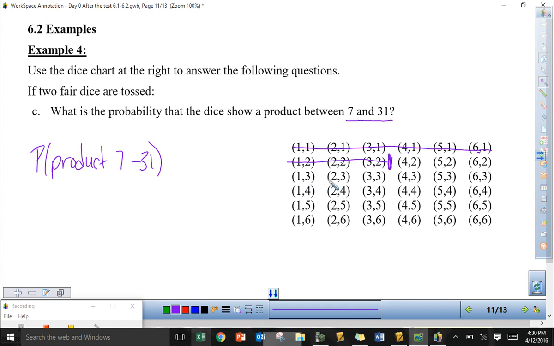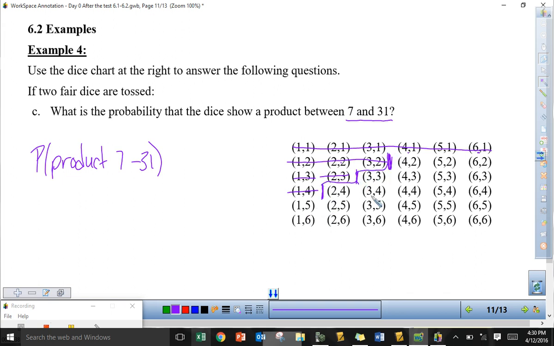1 times 3 doesn't work for us. 2 times 3 is 6, still not above 7. This one does. So we're good to go. Everything to the right of it should be a bigger product. We just have to make sure we do not go over 31, and we haven't with 6 times 3. 1 times 4 is not high enough, but 2 times 4 is, so we want to include that.